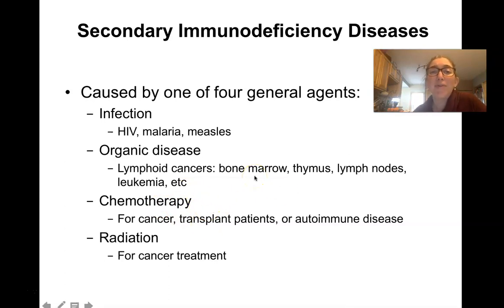Transplant patients, people who've had a transplanted organ, unless it's from an identical twin, it was not a perfect match. It was hopefully a good match, but not a perfect match. And so people who have transplants need to be on immunosuppressant drugs to suppress their immune system so it doesn't recognize that transplanted organ as foreign and start attacking it and rejecting it.